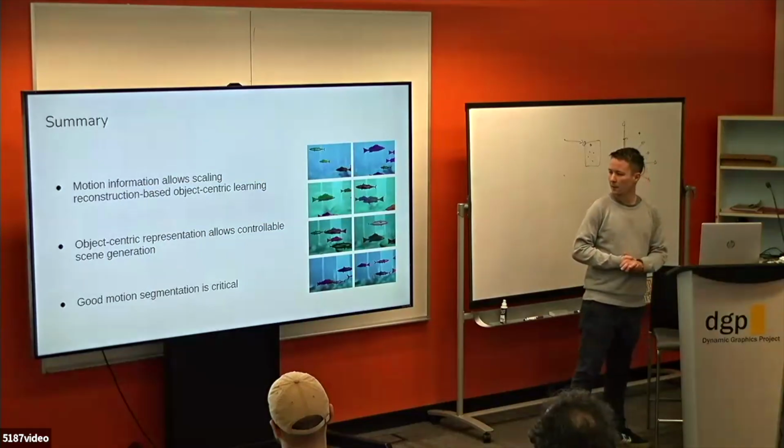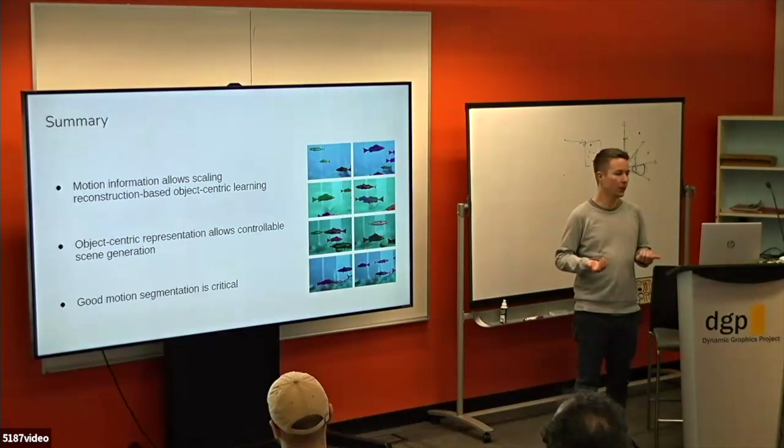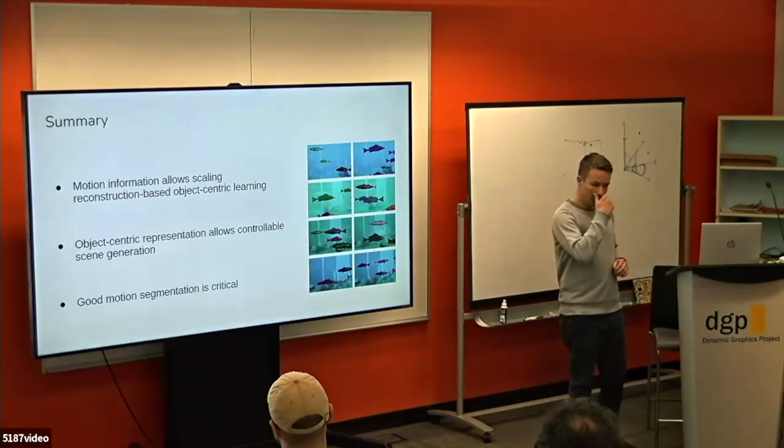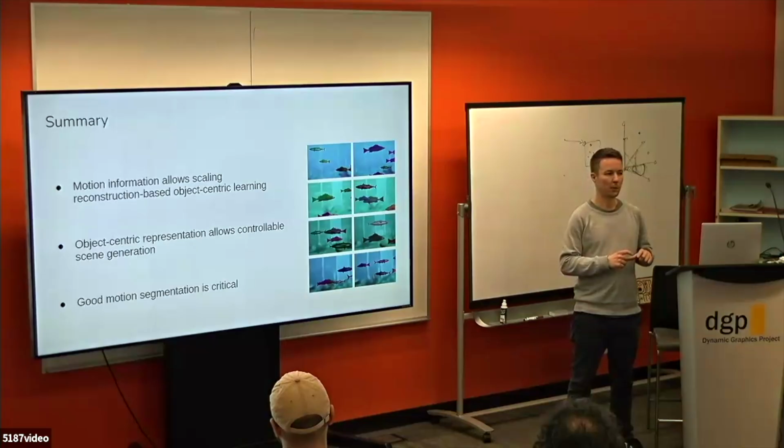So in a way, as a summary of this project, the motion information allowed us to scale this reconstruction-based object-centric learning to more interesting scenes. We also get this control of the scene generation. One critical factor that came about: we need a good motion segmentation model to start with. This was the assumption we were building on.